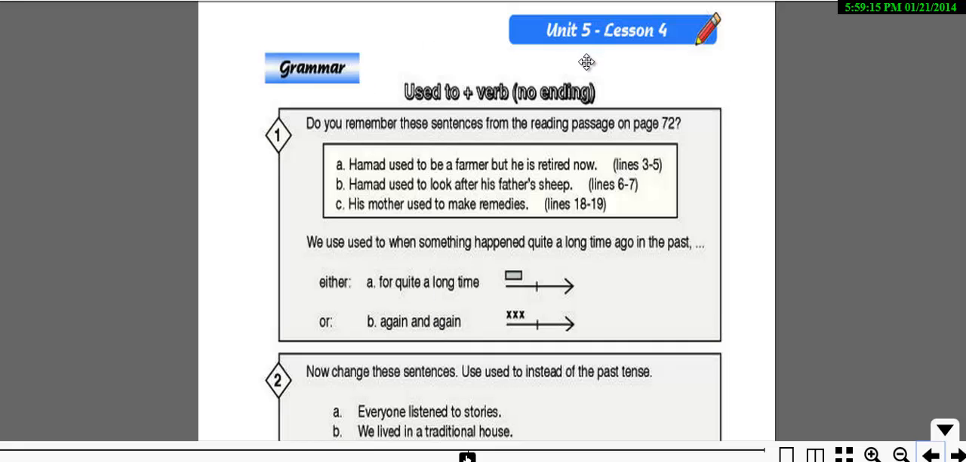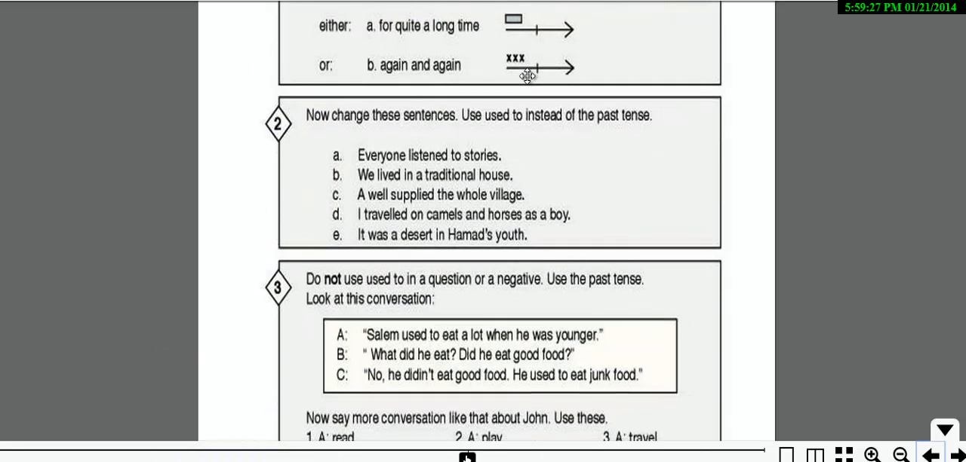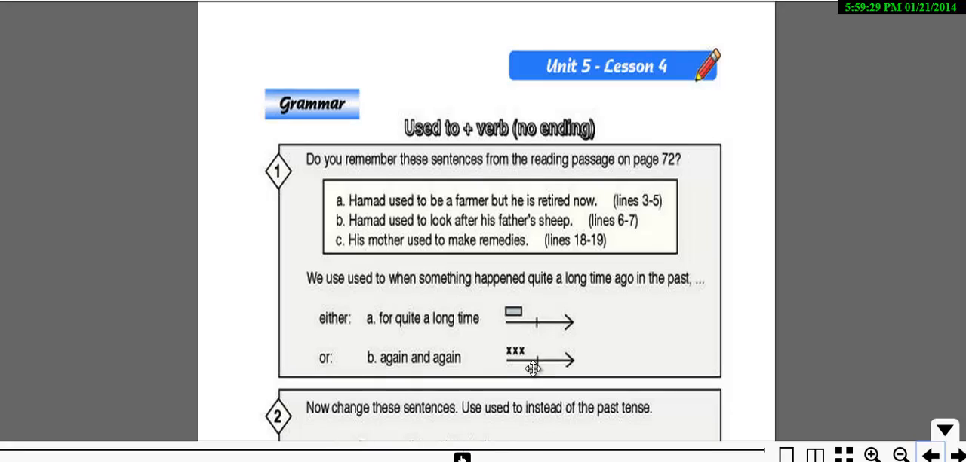Okay, I don't know why these grammatical syntax rules are just having this kind of names, but let me just get started with it. We've got parts 1, 2, and 3, three parts on the same page. Now it says here, do you remember these sentences from the reading passage on page 72? Actually, I don't. Anyway, let's see what that's supposed to mean.